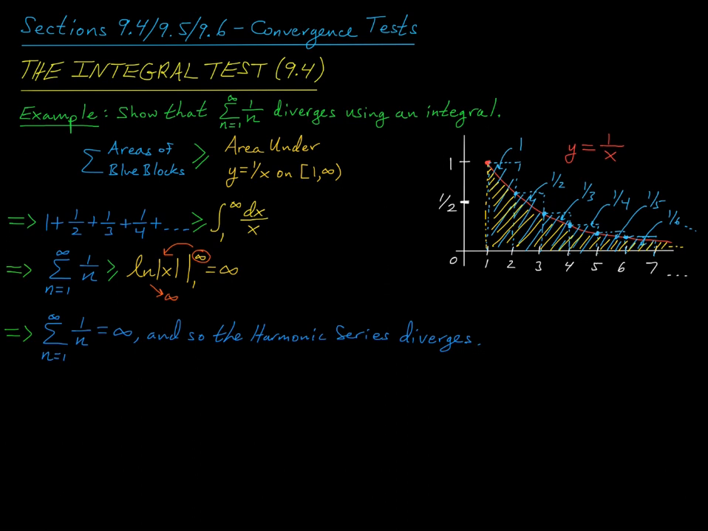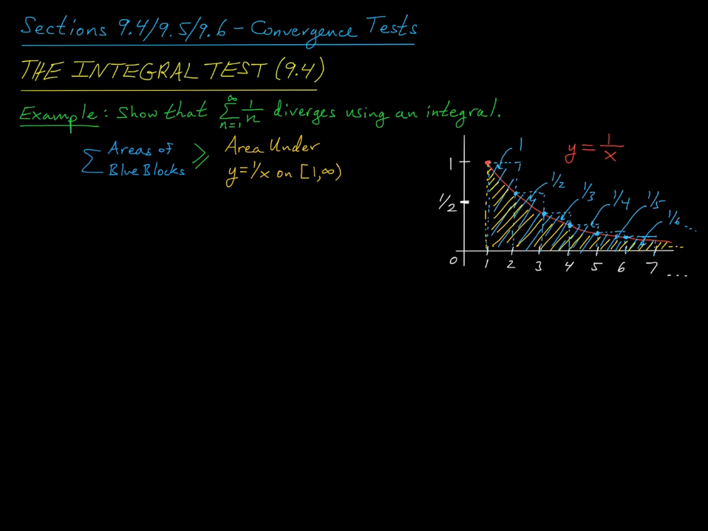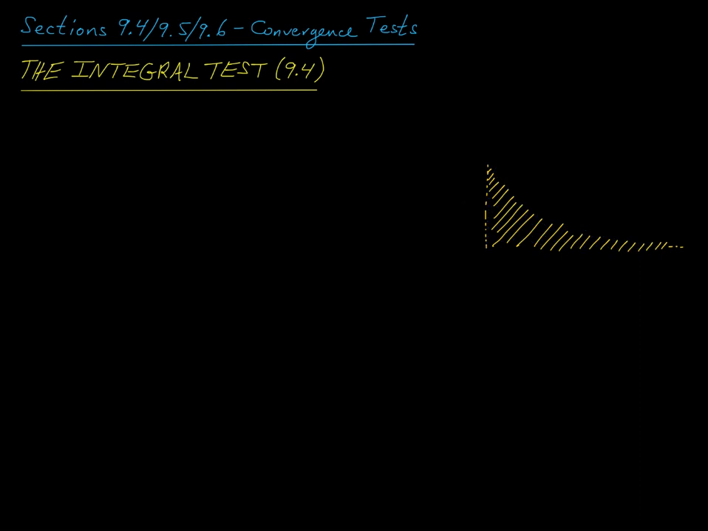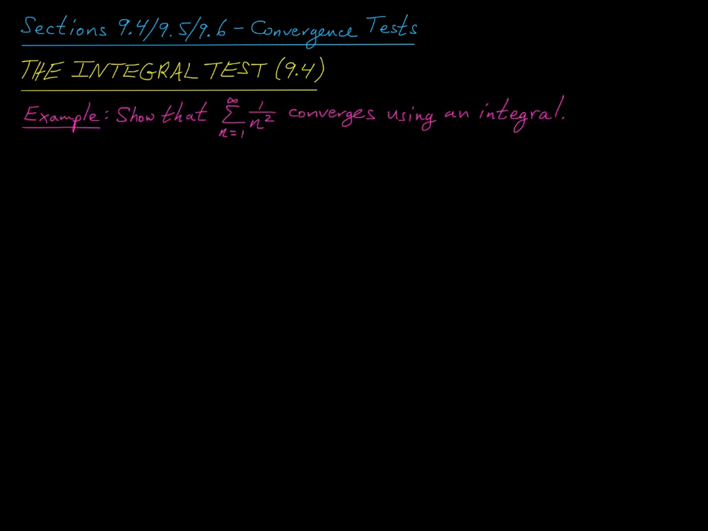All right, great. So now let's go ahead and look at another example. It's pretty similar, but there are a few key differences. For this example, we are asked to show that the sum of 1 over n squared converges using an integral. Notice now there's a square on the n, and this is a convergent series as opposed to what we saw with the harmonic series, which diverges.